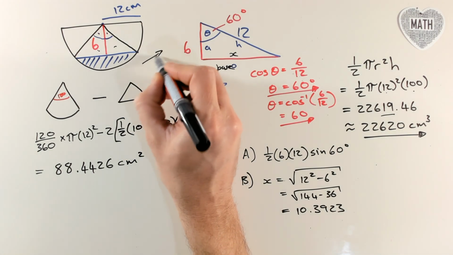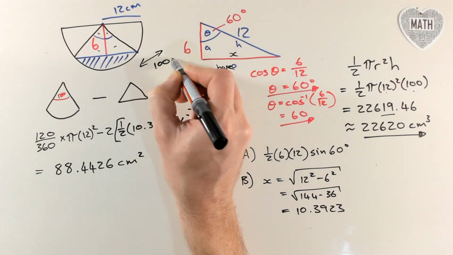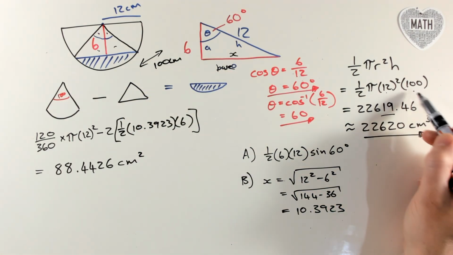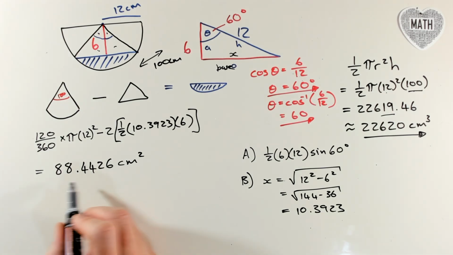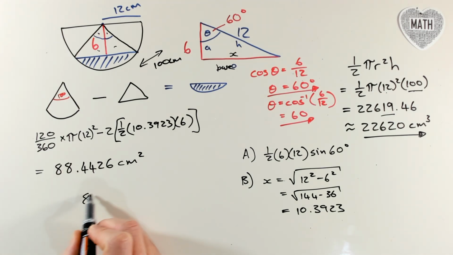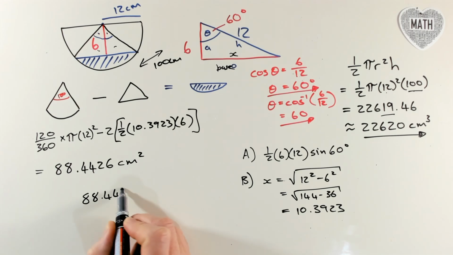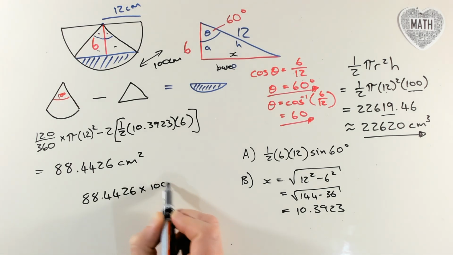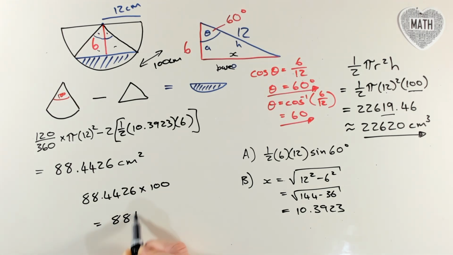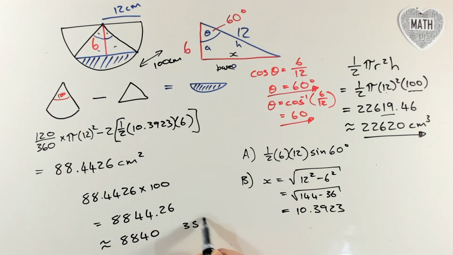And the length, they said, was 1 meter, so 100 centimeters, like we saw there. So I would just multiply the 88.4426 by 100, and then I would get 8844.26, but because we want 3 significant figures, 8840 should be good enough for us, and the units is obviously cubic centimeters. So yeah, there you have it.